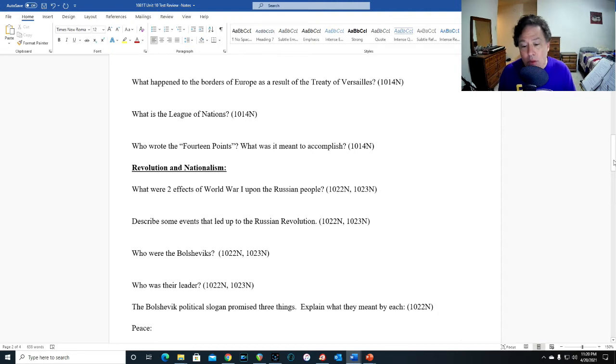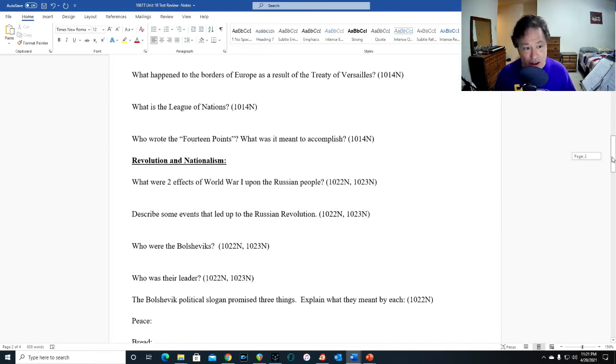So who wrote the 14 points, which is where the League of Nations came from, and what was it meant to accomplish? The 14 points, and we went into detail about this, was written by our president of the United States at the time, Woodrow Wilson. And his goal in writing the 14 points was to try to eliminate those underlying causes of World War I: the militarism, the alliance system, the imperialism, and the nationalism.